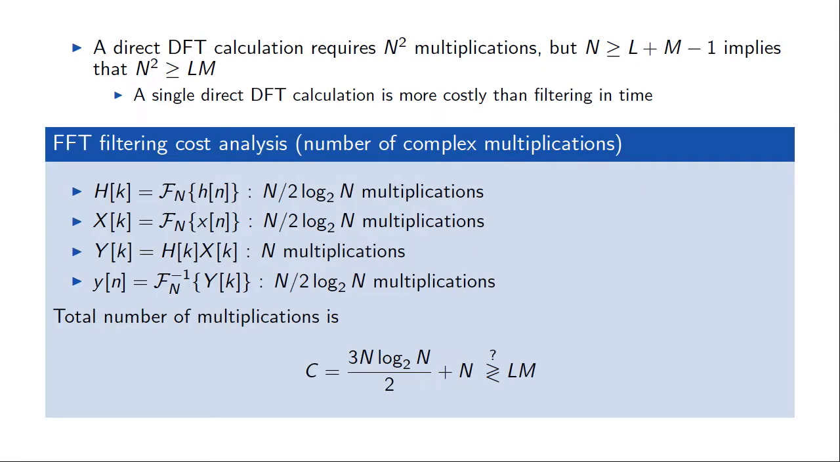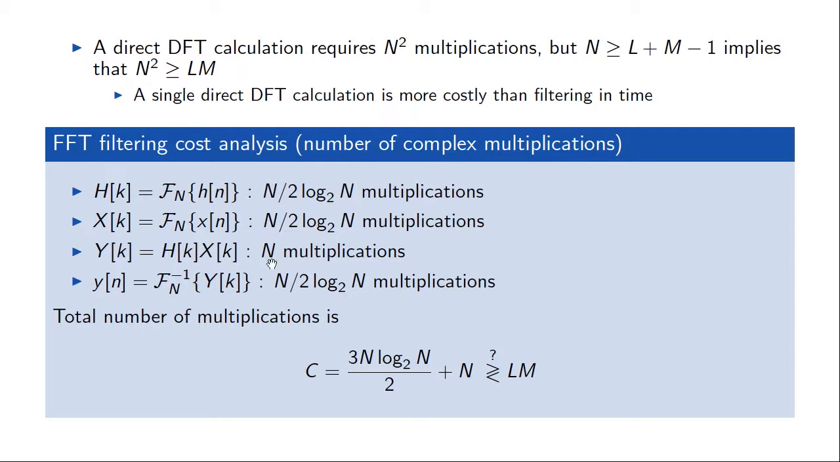So let's do a cost analysis for the fast Fourier transform in terms of the number of complex valued multiplications. What you would have to do in order to apply the filtering in the frequency domain would be to compute the N-point FFT of the impulse response h of n and also the input signal x of n. You will have to multiply these together to get y of k and take the inverse transform to get back into the time domain. So doing the fast Fourier transform, we saw that this cost N over 2 times log 2 of N multiplications. So we have 2 times this for computing the Fourier transforms to get into the frequency domain.